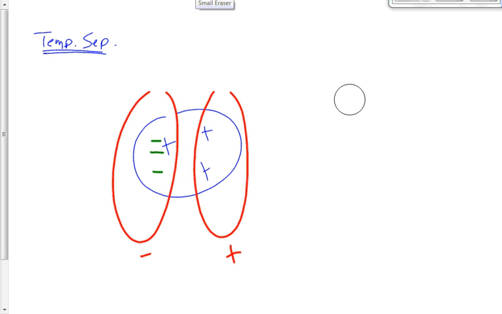Yeah. Good. Those green negatives would just go back more or less to where they were before if I took away that charging object. Okay, so it's a temporary separation of charge. Let's draw one more picture for this now.